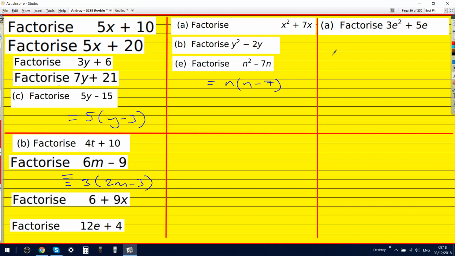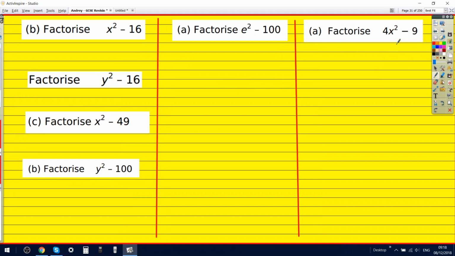And top right. So e, I think, yeah, and then 3e plus 5. Yep. That's it. Let's say top left.